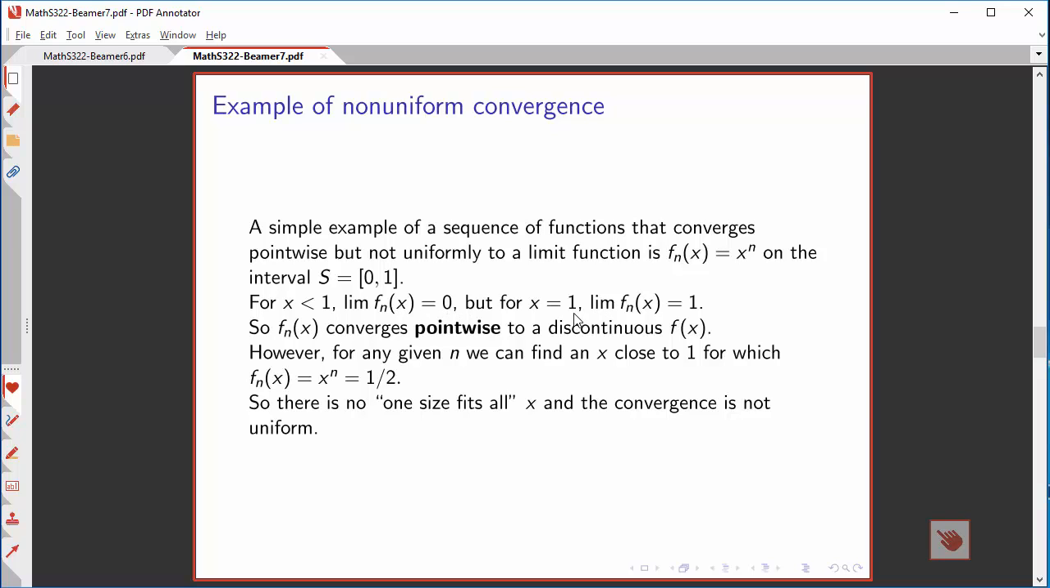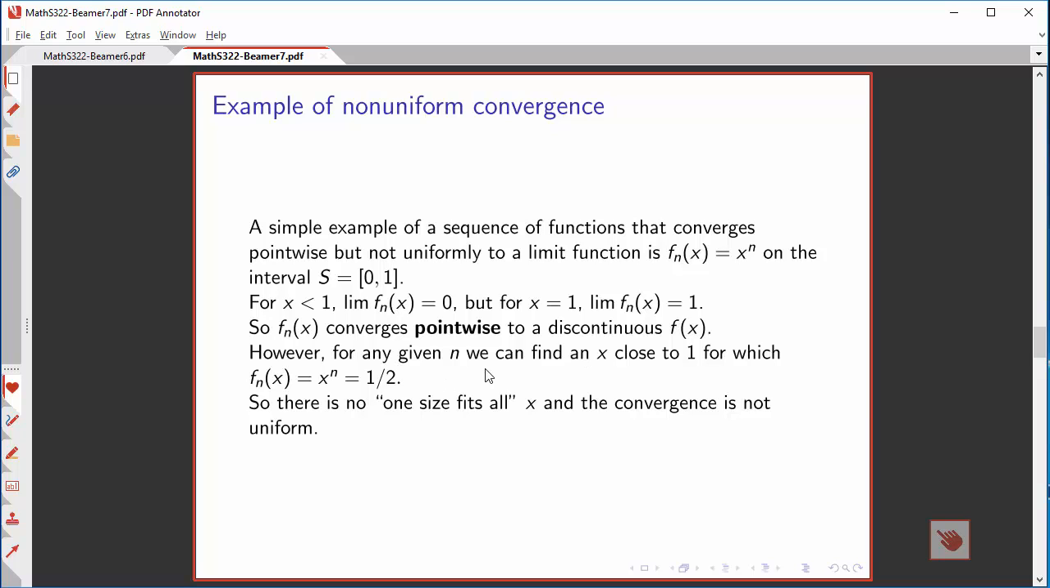But suppose x is equal to 1. 1 raised to any power is 1, so as n approaches infinity in that case, the limit of the function is 1. In other words, pointwise, this sequence converges to a function f, which equals 0 when x is less than 1, but which equals 1 when x equals 1. It's a discontinuous function. This is a little bit alarming. We have a sequence of continuous functions converging to a discontinuous function.